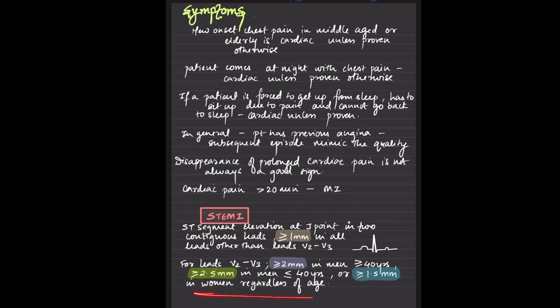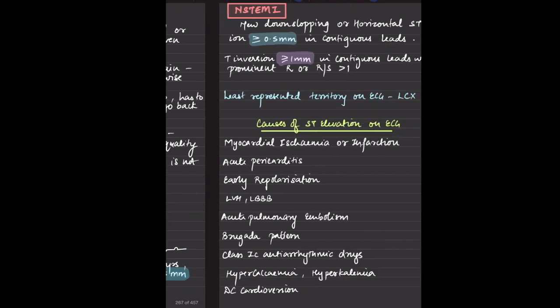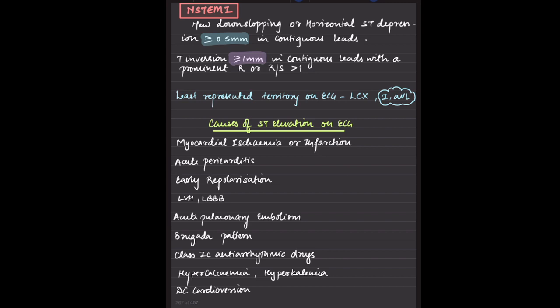And in females, it is more than 1.5 mm, regardless of the age. And STEMI, when do we call it a non-ST segment elevation? Whenever there is a downsloping or horizontal ST depression which is more than or equal to 0.5 mm in contiguous leads, and there will also be T inversion which is more than 1 mm in contiguous leads with a prominent R or R/S ratio which is more than 1.